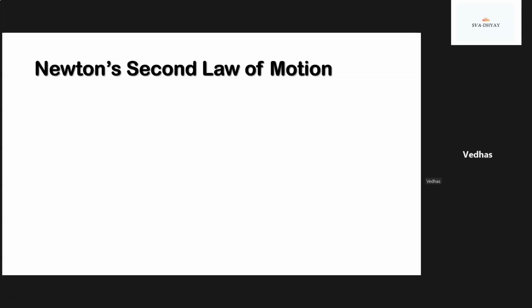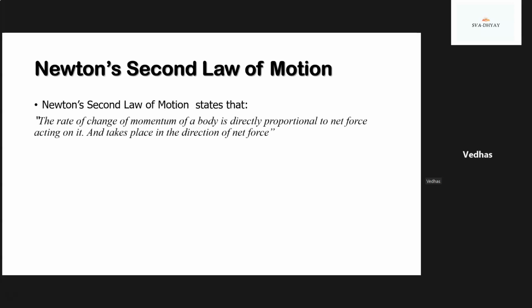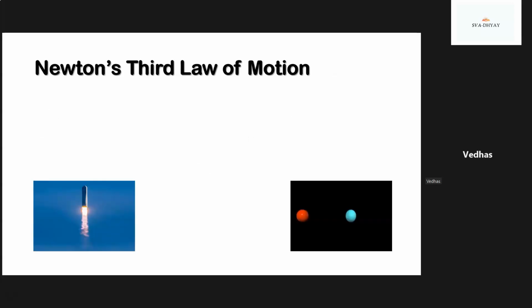Now let's take a look at Newton's second law of motion. Newton's second law of motion states that the rate of change of momentum of a body is directly proportional to net force acting on it and takes place in the direction of net force. We can represent it in this form: F is directly proportional to delta p upon t.